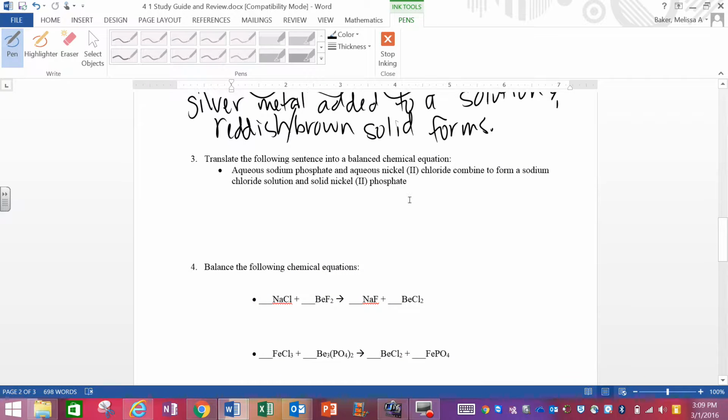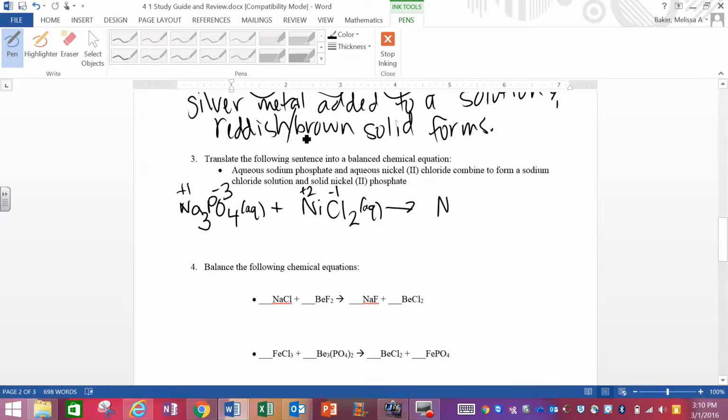Number 3, I think, is the hardest on this whole review sheet because you have to translate the sentence into a balanced equation. So there's a lot of work to do here. So aqueous sodium phosphate, sodium's a +1 charge, phosphate is a -3 charge, so that's going to be Na3PO4 aqueous, and aqueous nickel 2 chloride. Nickel's got a +2 is what that Roman numeral is telling us. Chlorine is a -1, so this will be NiCl2 aqueous.